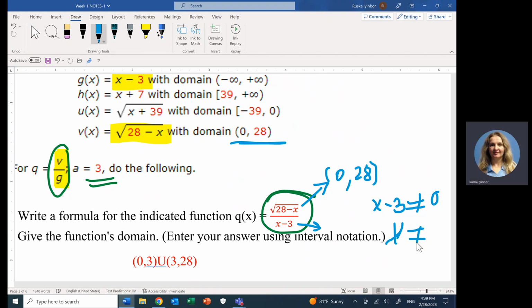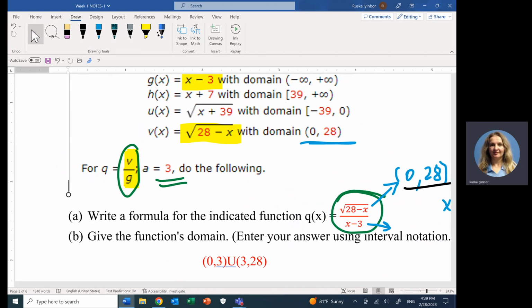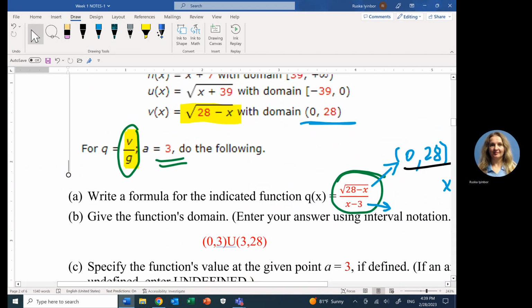Now the restrictions, those two restrictions we get: from 0 to 28 and also x not equal to 3. When you combine them, you're going to get the domain. And this is how you combine them. I have the answer here. This is the answer, but this is how you combine them.